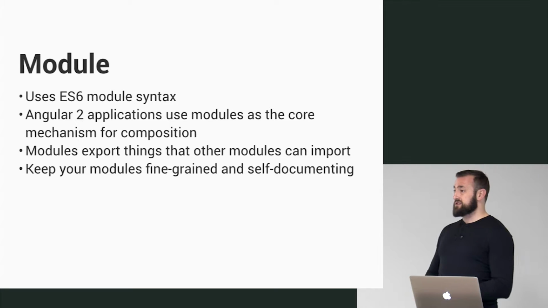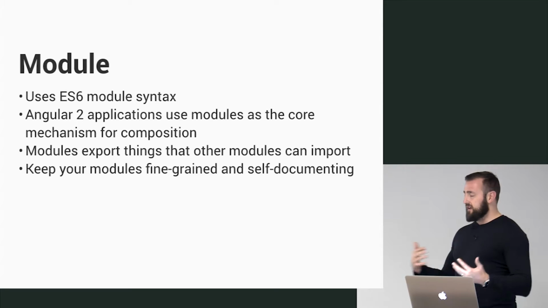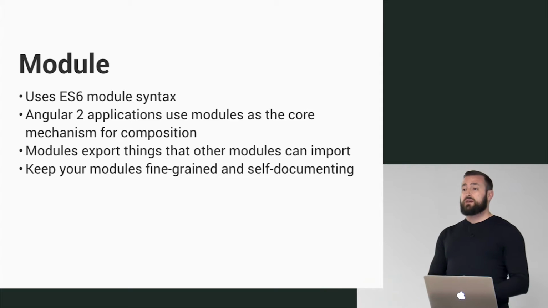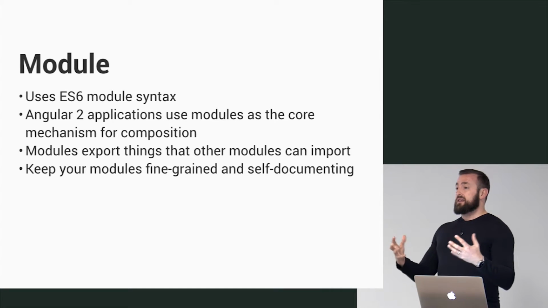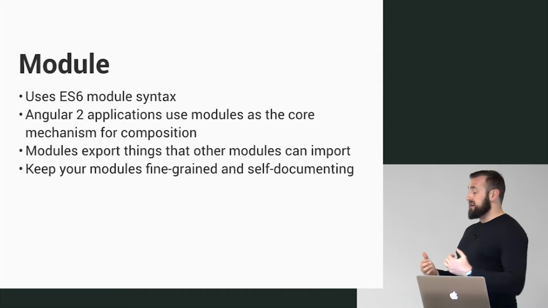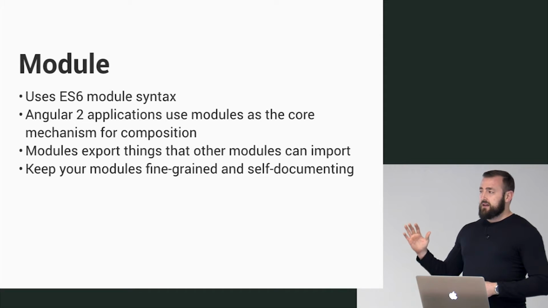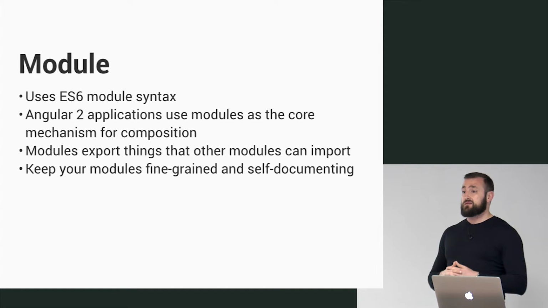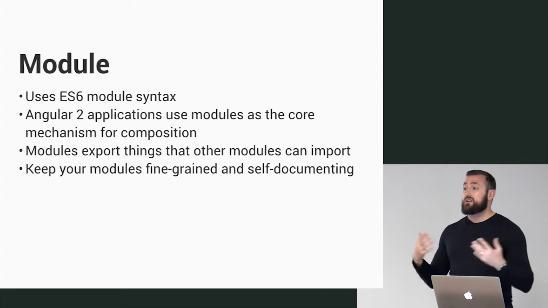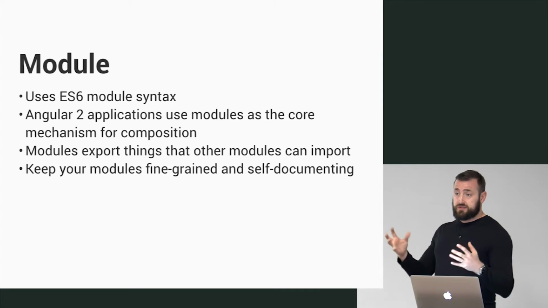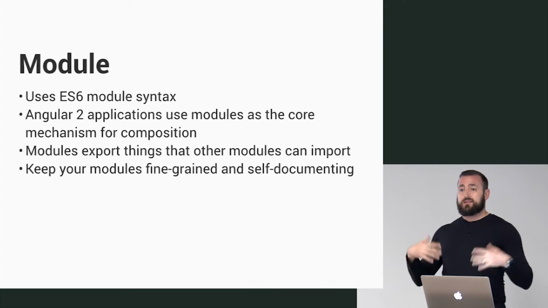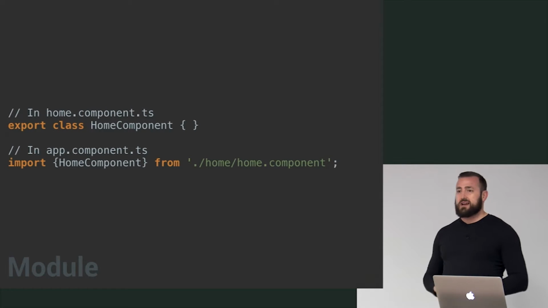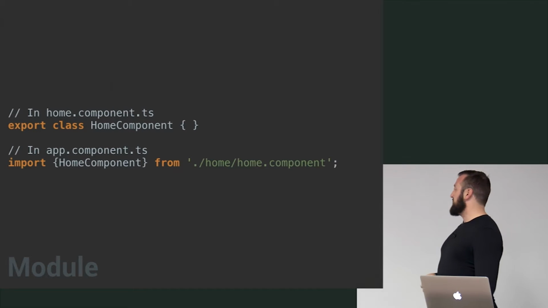Now this leads to the next question. What is a module? Angular 2 uses modules as a core mechanism for composition, just like in Angular 1. Philosophically, it's just a mechanism for dividing up your application and providing containers. And we use the ES6 module syntax. So not only do we have this philosophical construct of organizing our application into modules, but it comes with actual ES6. We're using the ES6 mechanisms to do that. Modules export things so that we can import them in other places. In this case, export class home component, import home component from home component.